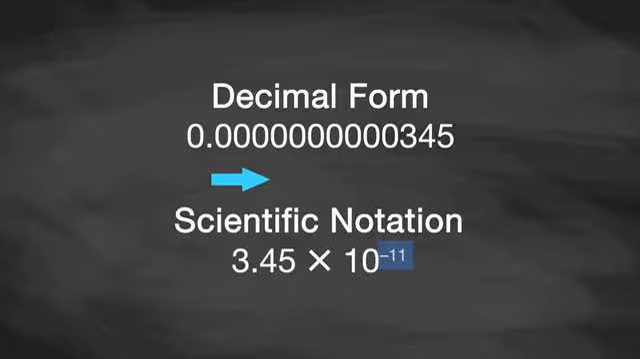notation and standard form. If the decimal is moved to the right in decimal form to get to scientific notation, the exponent is negative. If the decimal is moved to the left, the exponent is positive.